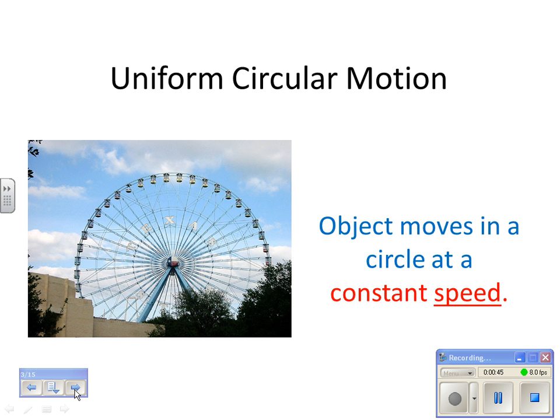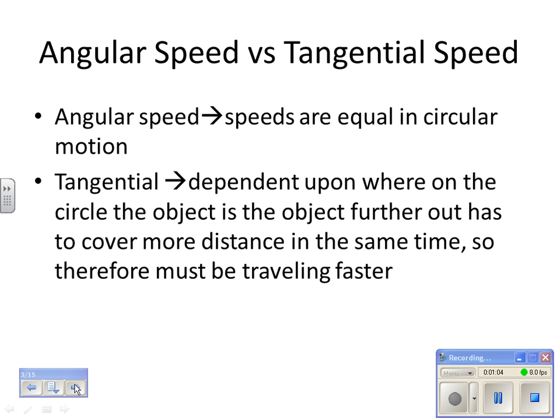All right, so objects move in a circle at a constant speed. That makes sense because as you look at the Ferris wheel here, they're moving at a constant speed around the Ferris wheel all the way along. We'll talk about how there's actually two different types of speeds when we talk about circular motion. There's something called angular speed, something called tangential speed. Angular speed is what you typically think of when you say they're all the same. So angular speeds are equal in a circular motion.